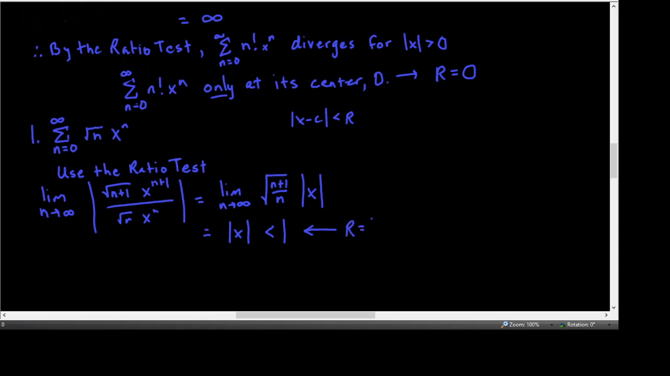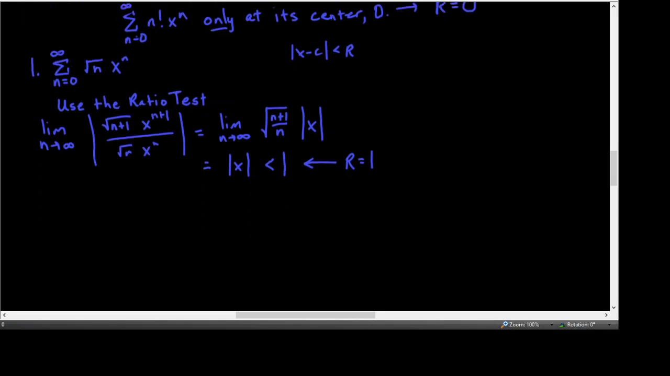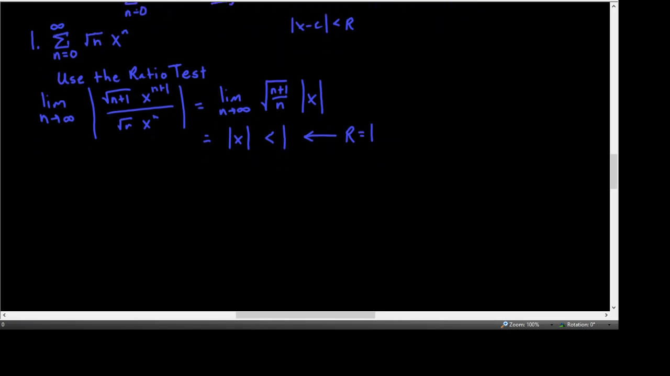R is 1 for this problem. So the radius of convergence for this one is 1. Like I said, we're going to come back and do intervals of convergence later. So we answered the question that was posed. Let's go on to number 2.